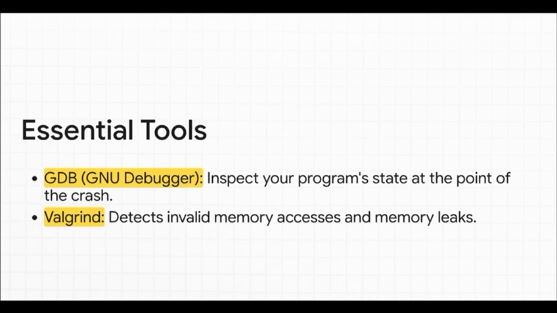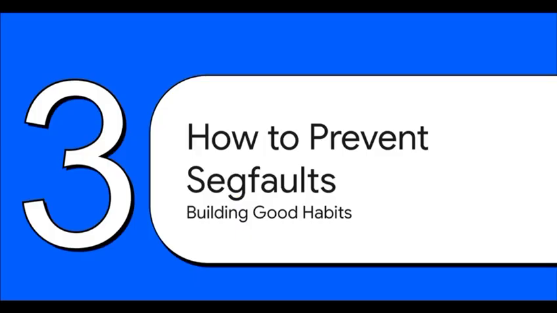Let me introduce you to your 2 new best friends, GDB and Valgrind. GDB is like a detective for your code. It lets you run your program, and when it crashes, it freezes everything so you can inspect the crime scene, see exactly what line caused it, and what all your variables looked like. Valgrind is more like a memory watchdog. It watches your program run and barks anytime it does something sketchy with memory, often catching bugs before they even cause a crash.